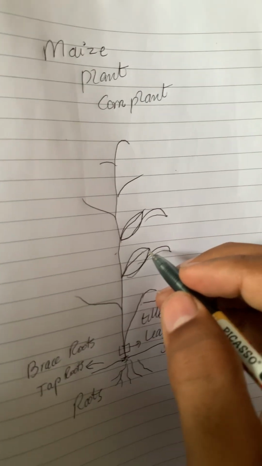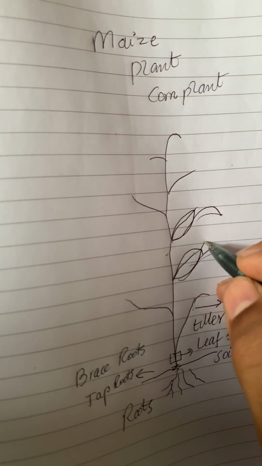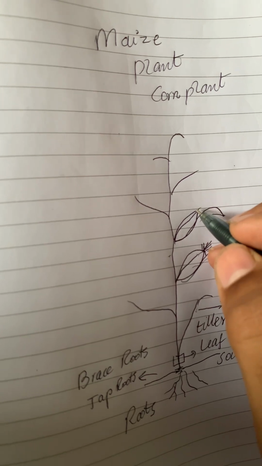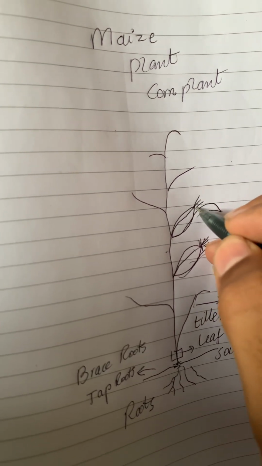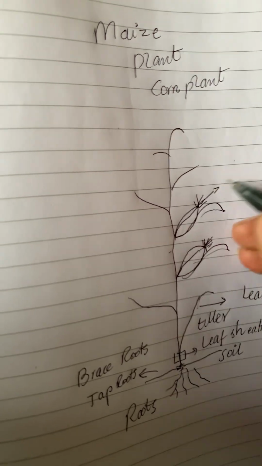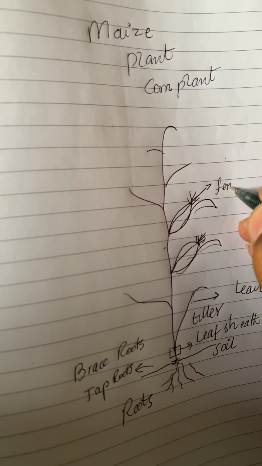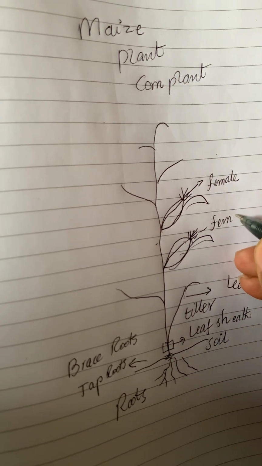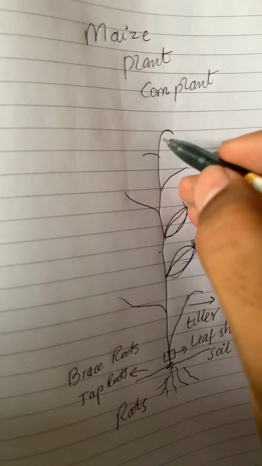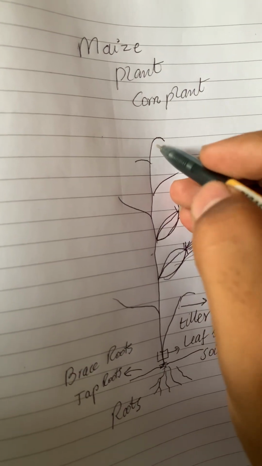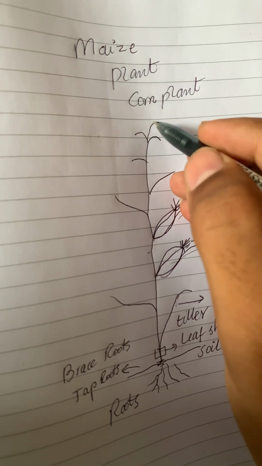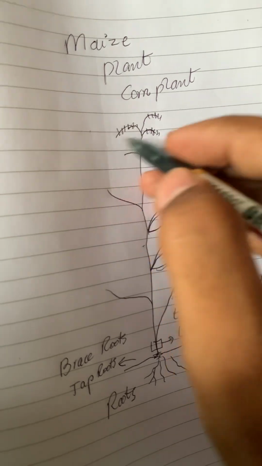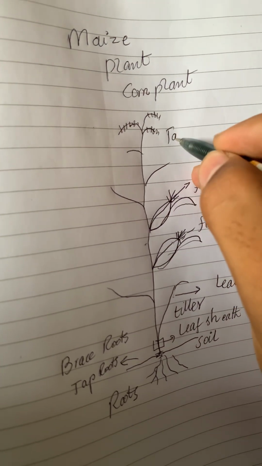Okay, so when the ear develops, it develops the silk on the end part of every corn fruit. This silk is the female part. This is also a female part. And on the top edge of the plant is the tassel, which is the male part.